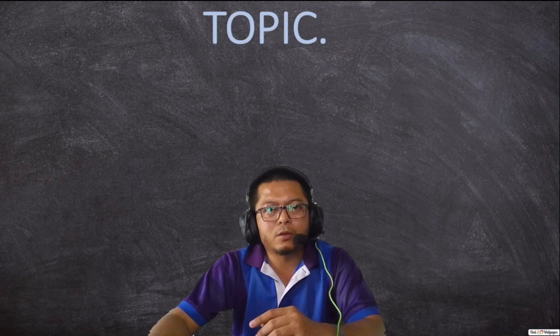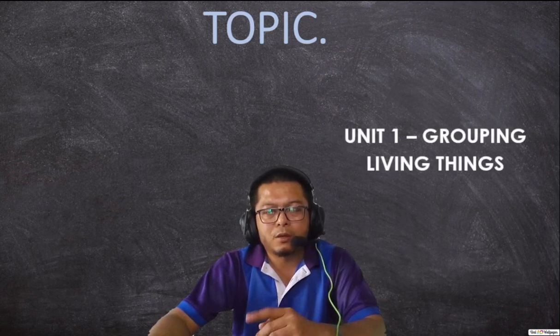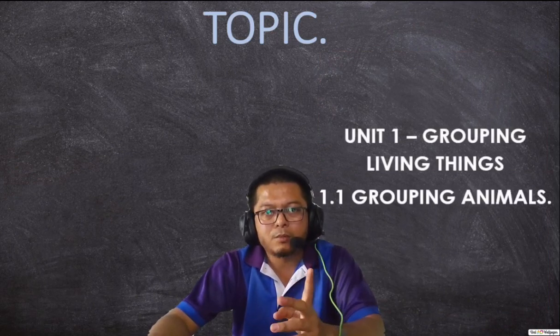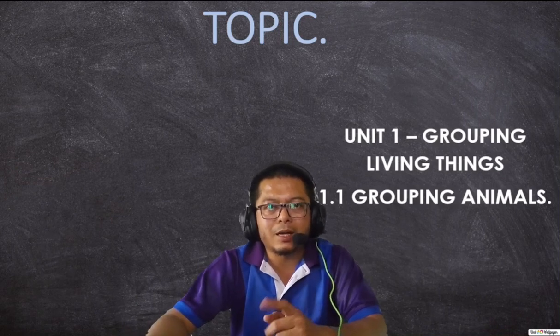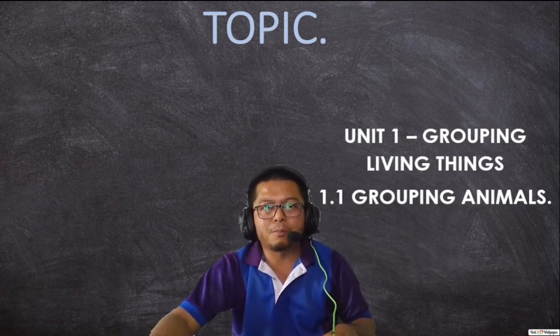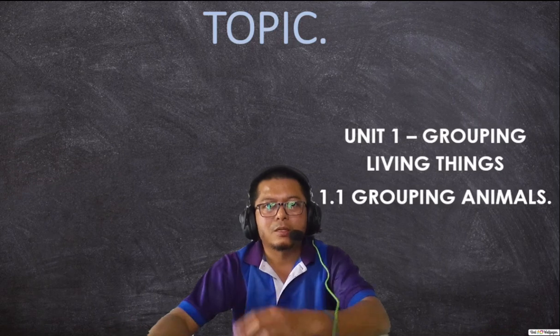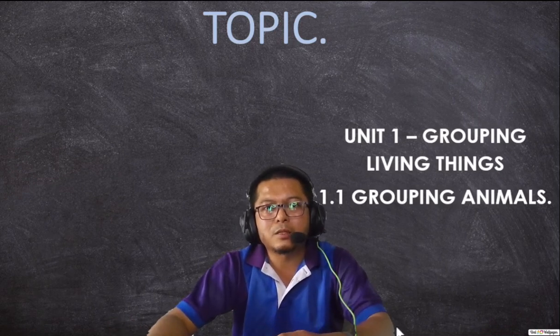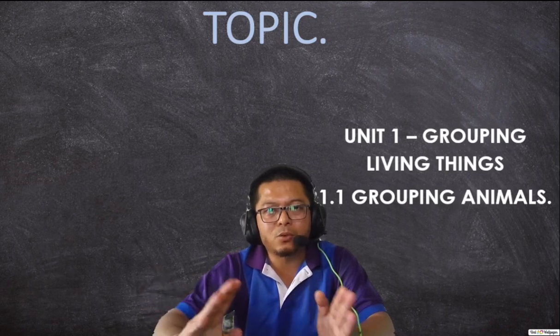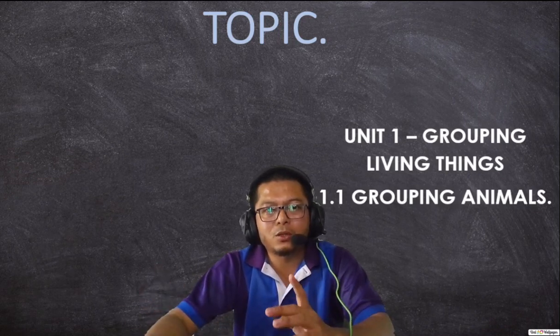For the topic for this week, it would be grouping living things, but the subtopic would be grouping animals. Last week we learned about grouping plants. Some plants are tall, some plants are short, some plants are big, and some plants are small. Now there are different groups for plants. Now we shall do grouping of animals.